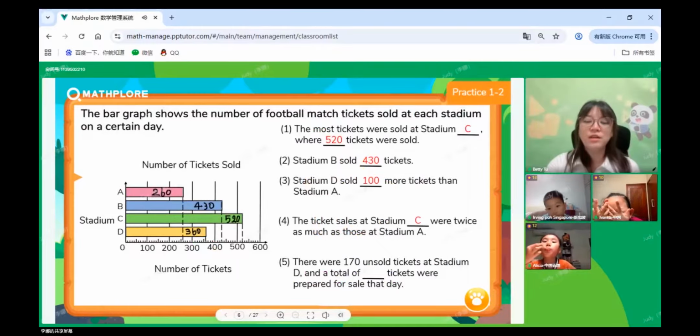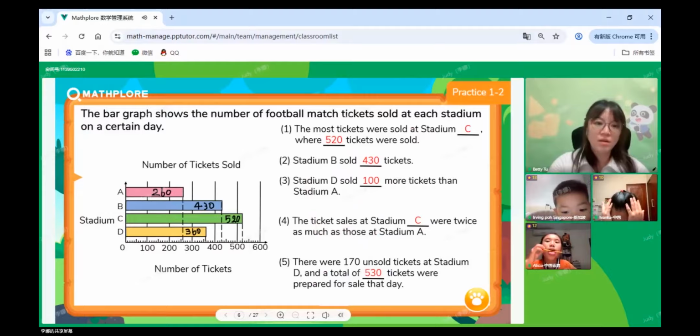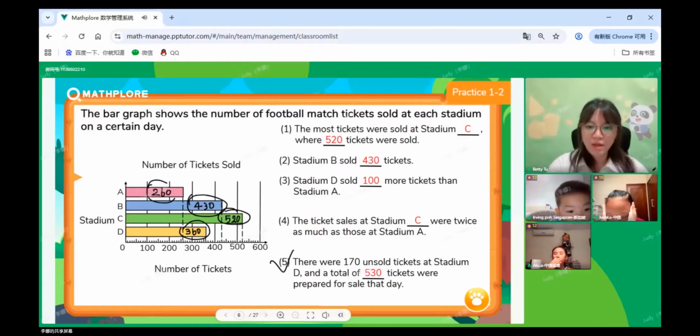So if the question is asking about the number in the bar graph, first we need to write down all the numbers in each bar, okay? And don't forget the last one, unsold plus sold, which equals the total number. Okay, all right, let's move on.